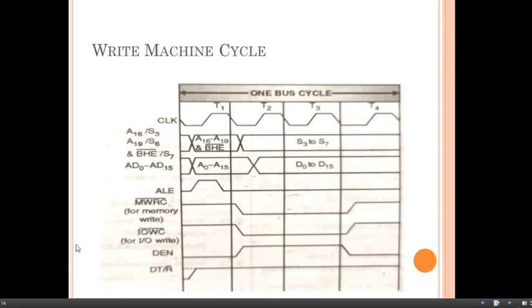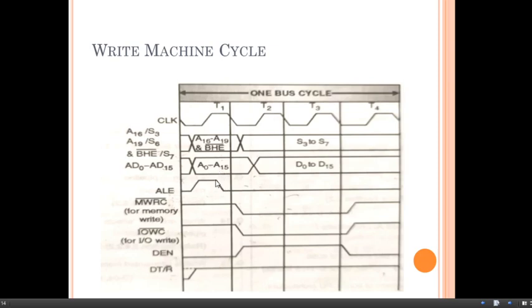Now if the write operation is related with the IO ports, these A16 to A19 lines always have lower values, meaning these are always in the low state, because the port address is going to be a 16-bit address, and that's why A16 to A19 will be low, and only A0 to A15 will be available for IO related write operation.